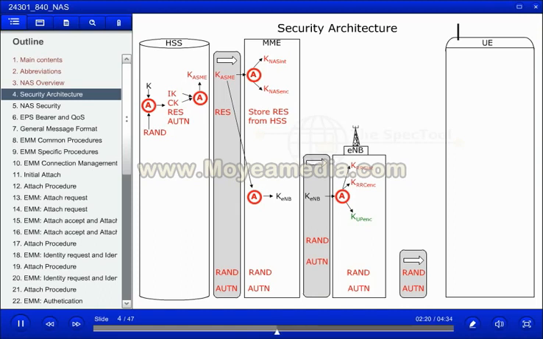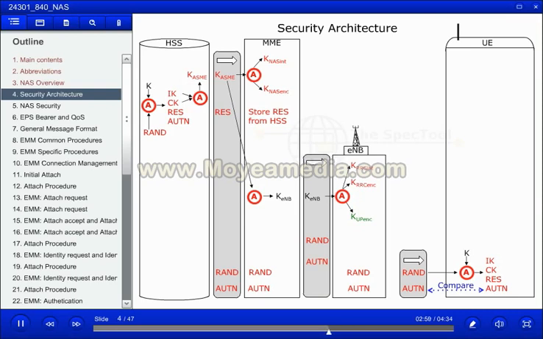The UE will use the RAND as an input to an algorithm, together with the key K, which is securely stored on the SIM card. The output will be the integrity key, ciphering key, response value, and authentication network token. Before the UE takes any further actions, it will compare the received AUTN with the calculated one. If the two parameters match, the home network operator is authenticated.